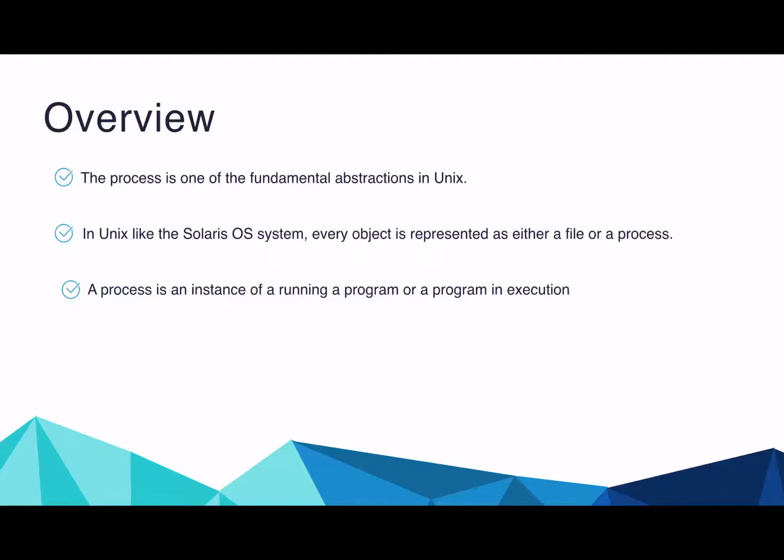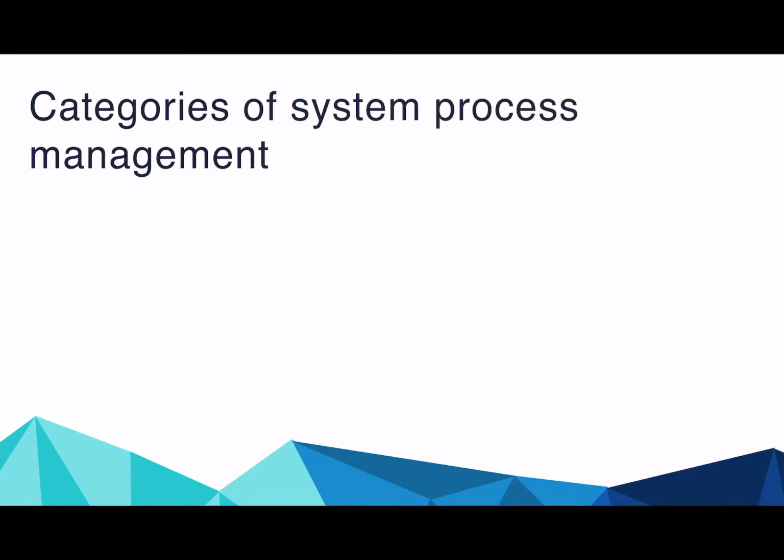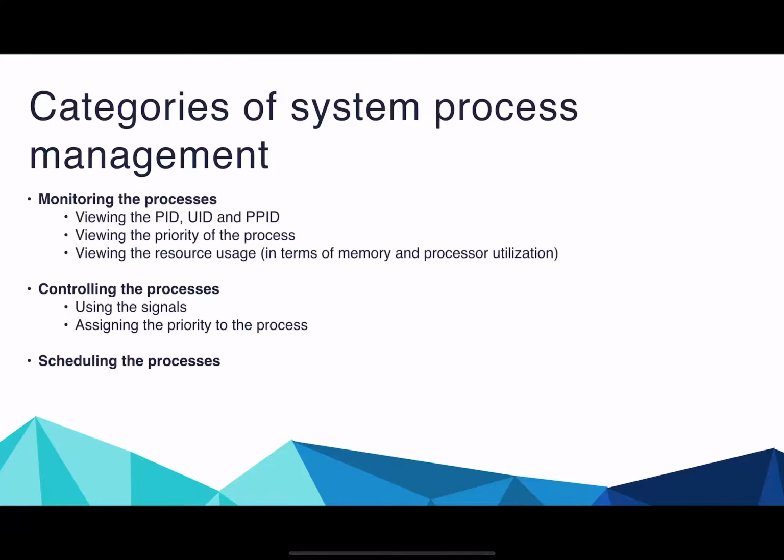From a system administrator perspective, there are three broad categories of tasks associated with the management of the system processes. The first one is monitoring the processes. This includes viewing the PID, UID, and PPID, viewing the priority of the process, viewing the resource usage in terms of memory and processor utilization, and viewing the state of the process. This also involves controlling the processes, using the signals, assigning the priority to the process, and scheduling the process.